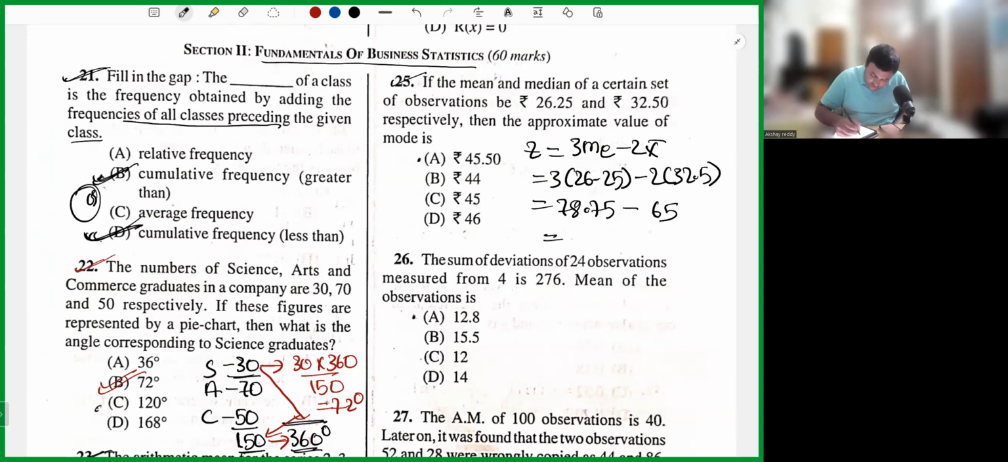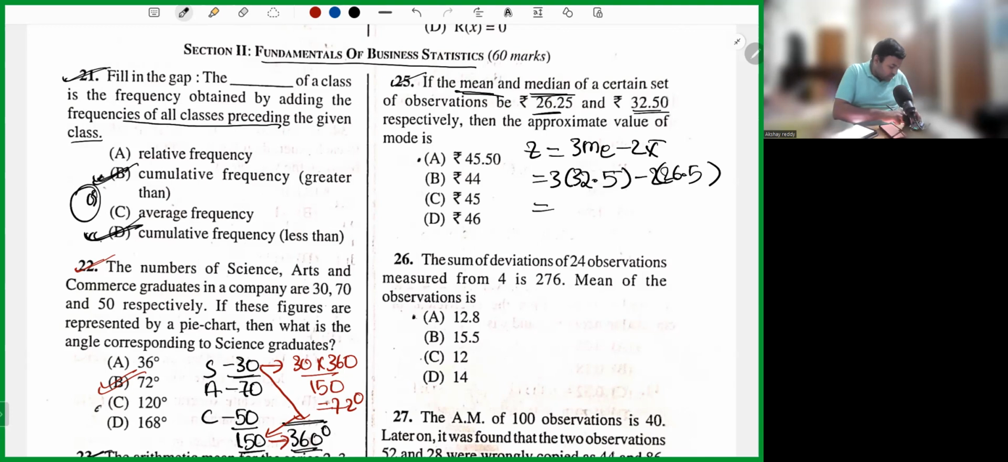Sir, median is 32.5, sir. I'm sorry. I'm very sorry for this. That's what I'm thinking. 3 median. Mean is 26.25. Median is 32.5. 32.5 minus 2 into 26.5. So 32.5 into 3.